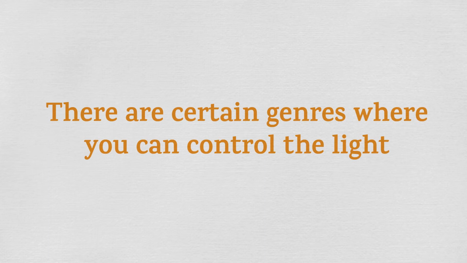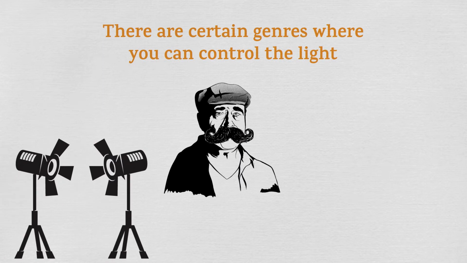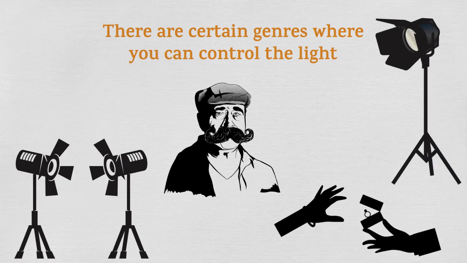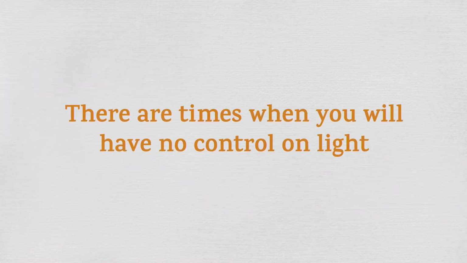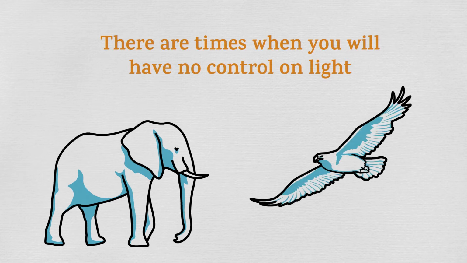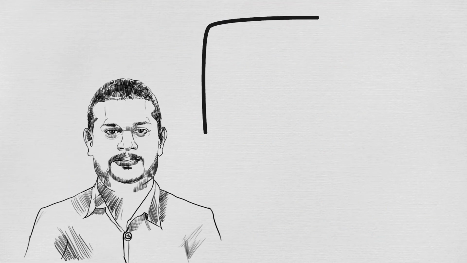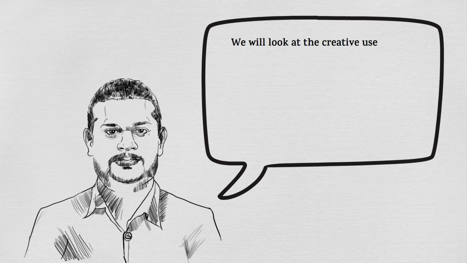So there are certain genres where you can control the light, like studio, portrait, weddings, etc., where you can use artificial lights and you can light up the subject as you want. But there are times like in wildlife photography where you have no control over lights, and this is where you have to use the light creatively and make attractive images. We will look at the creative use of light with wildlife photography as an example.